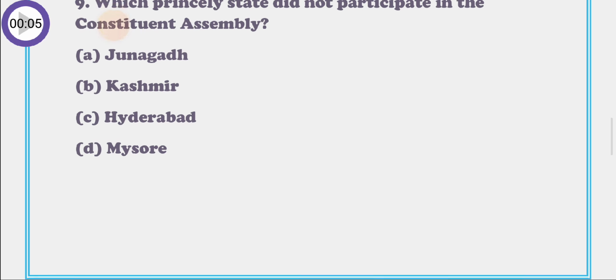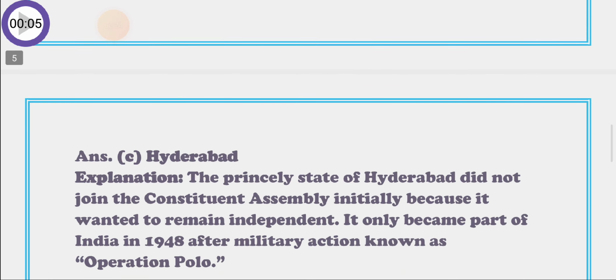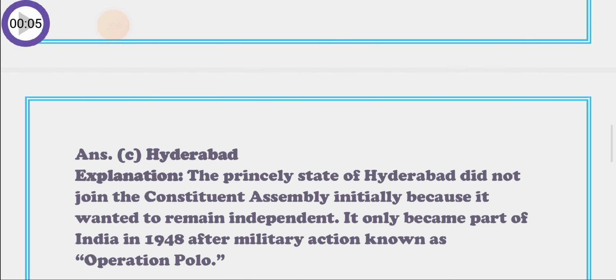So the answer is Hyderabad. The princely state of Hyderabad did not join the Constituent Assembly initially because it wanted to remain independent. It only became part of India in 1948 after military action known as Operation Polo.